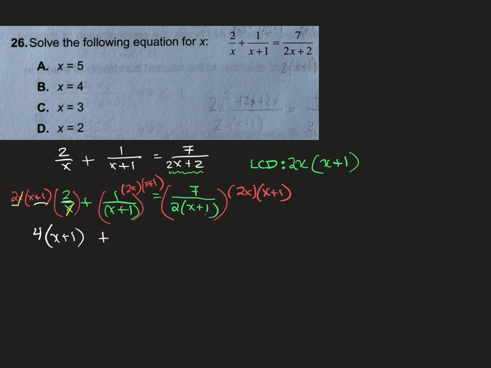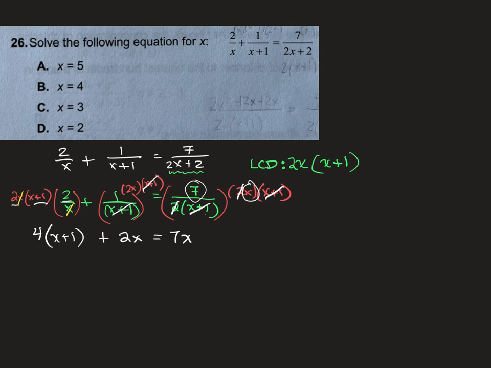And then plus, now with that second factor, x plus 1 canceled with that x plus 1, and we're left with 1 times 2x, so 2x. And then with the term on the right-hand side, the 2 will cancel, the x plus 1 will cancel, and we're left with 7 times x, so 7x. And that looks so much better. All those fractions are gone.